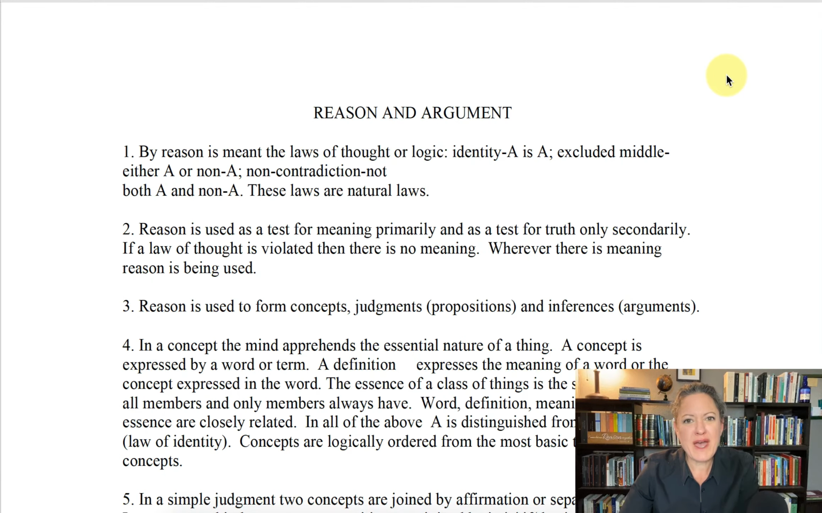Class, welcome back. We are going to do a little unit on reason and argument. Consider this a mini logic lesson. This handout is pretty much the outline for the entire logic class. So we're getting a brief logic overview. And we've talked about this before.